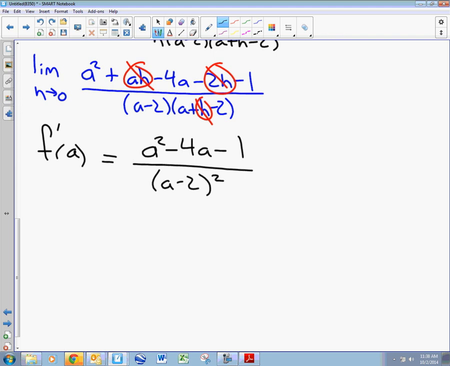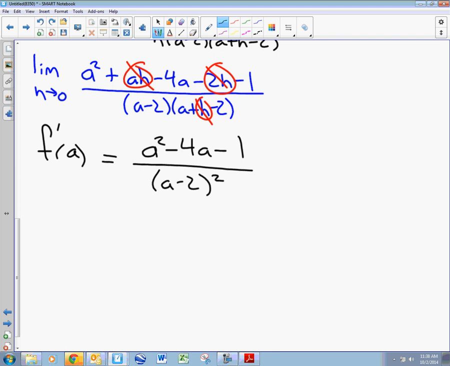Because h is 0, we let the limit happen. We let h go to 0, and when it did, the h's went away. Yeah, this is done. But what did we find? Yes, a function you can use to find the instantaneous rate of change at any given point.